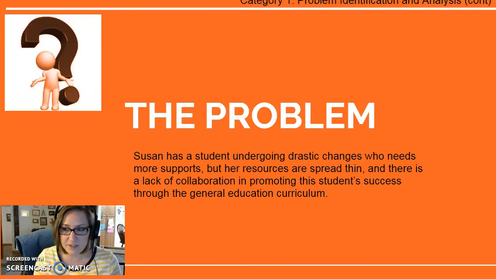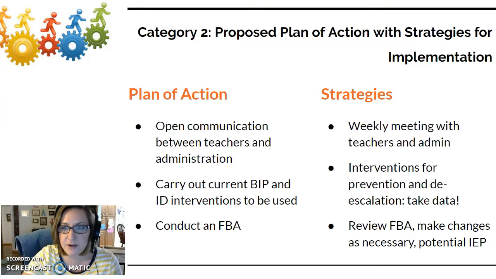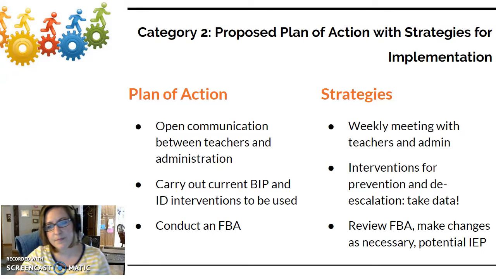Now it's here. Let's figure out what we can do now. What interventions can we put into place? I believe we do need to do a functional behavior assessment, and then make modifications to his behavior intervention plan. Use the pull-out resource room time as it's deemed necessary. So my plan of action is to open up that communication between the teachers and the administrators so everyone is on board.